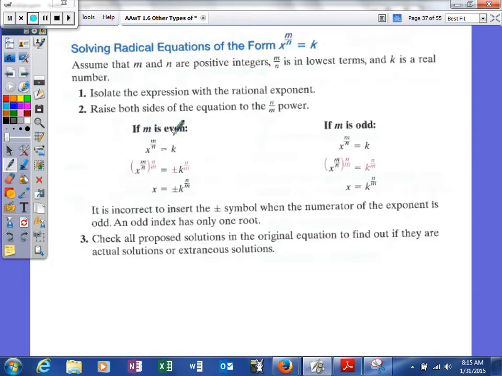If m is even, since we're taking an even root, our answer has to be plus or minus. However, if the top number is odd, that means we're taking the odd root, which does not have to be that. So it's incorrect to insert the plus or minus symbol when the numerator of the exponent is odd, and an odd index has only one root. Check the proposed solutions in the original equation to find out if the solutions are actual solutions or extraneous.